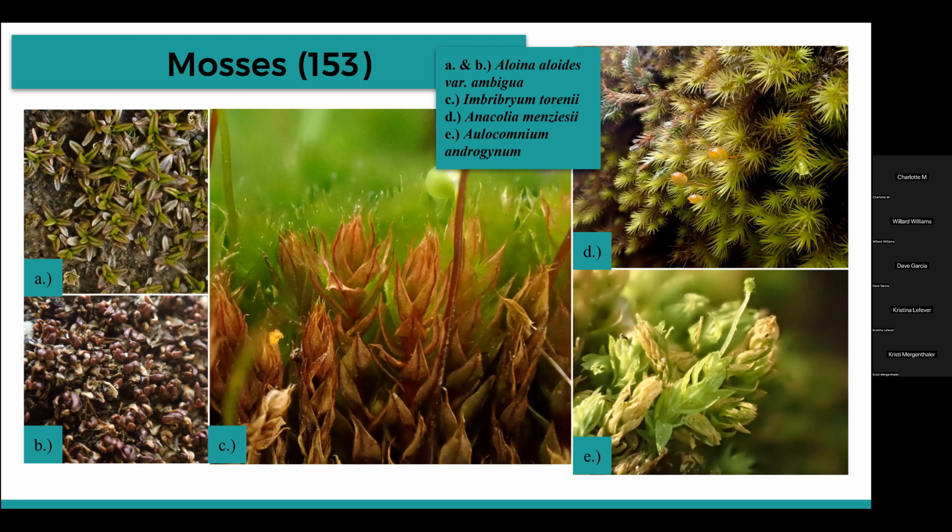Breaking it down by phyla, mosses make up 153 species within the park. Some of them you can see here, from our Pottiaceous mosses that desiccate in the dry season. You can see in A and B, it's the same species, but one is a desiccated version and one is an open version. From our Bryaceous mosses, one of the more diverse families within the park, and from Anacolia, which is this moss here with the lovely round capsules, as well as Aulacomnium androgynum here.